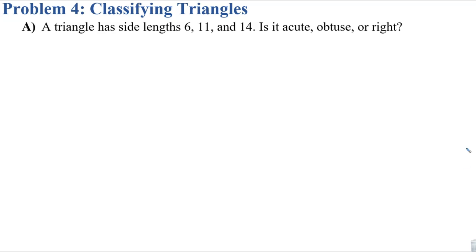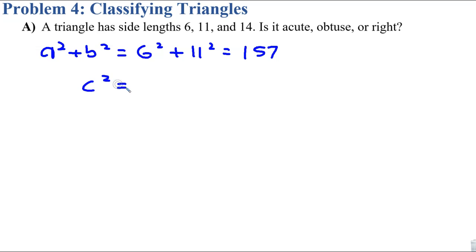All right, so let's go ahead and practice using those kind of classifications. Okay, problem 4, part A says a triangle has side lengths of 6, 11, 14. We want to know, is it acute, obtuse, or right? All right, so what we'll look at then is A squared plus B squared, and that's just going to be the smaller two sides added together. So in this case, that'll be 6 squared plus 11 squared. When I do that, I end up with 157.